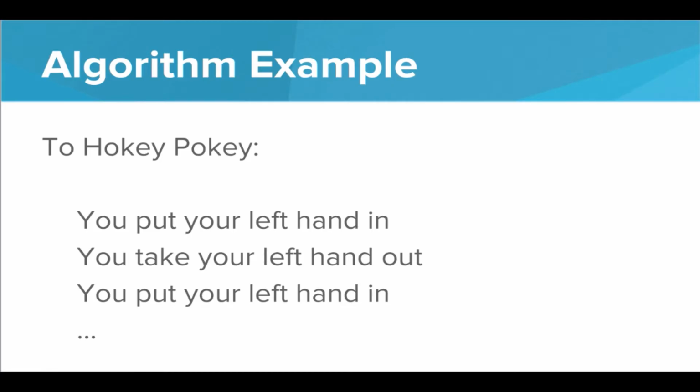So let's look at an example of an algorithm. This is the hokey pokey algorithm. It is a step-by-step set of instructions that shows you how to do the hokey pokey dance. You put your left hand in, you take your left hand out, you put your left hand in, you shake it all about, and so on. That is an algorithm. It's a step-by-step set of instructions to do this dance.